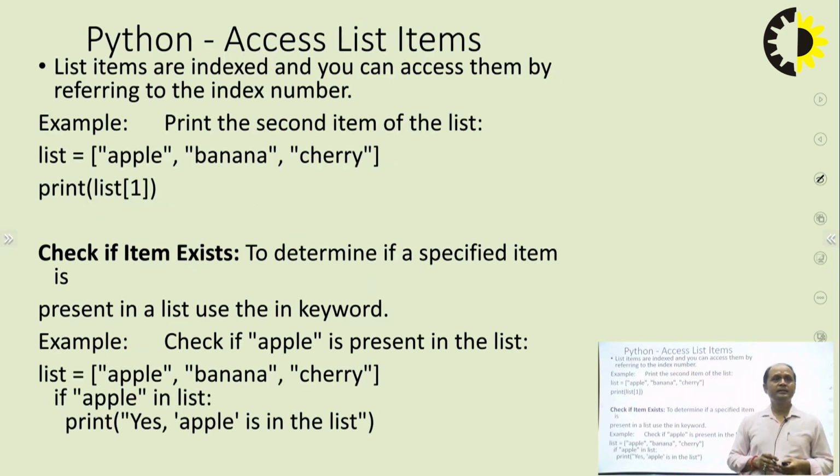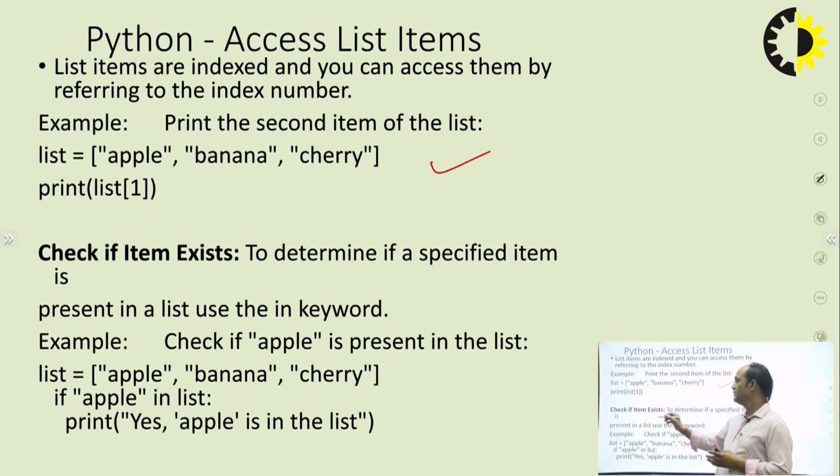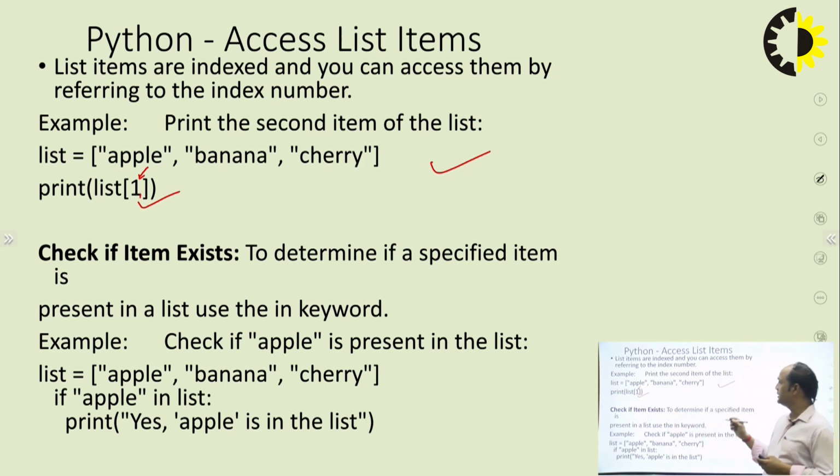How can we access the data items in a particular list? Suppose we have a list with the data items apple, banana and cherry, and we want to print the second item of the list. How can we access this particular data item? We can use print(list[1]). We pass the index number of that particular data item. Since we passed index 1, it will print banana.